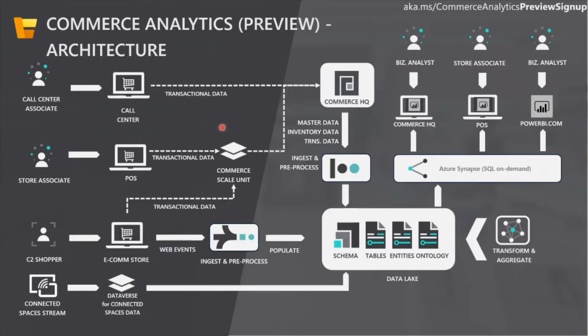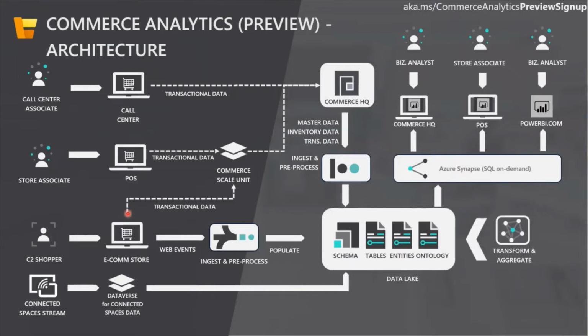For a call center associate who's taking orders, let's say over the phone, they're also creating transactional data, which is landing up in Commerce HQ. Then we have our e-commerce channel where you might have a shopper who's browsing a customer's e-commerce website, and they are making transactions on this channel. As we know today, the transactional data is processed and handled by Commerce Scale Unit, much like it is for the point of sale channel, and this data makes its way to Commerce HQ.